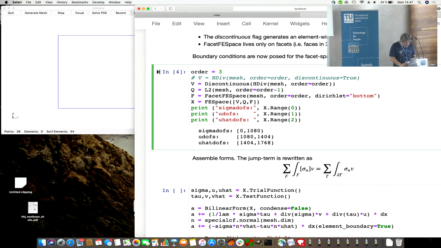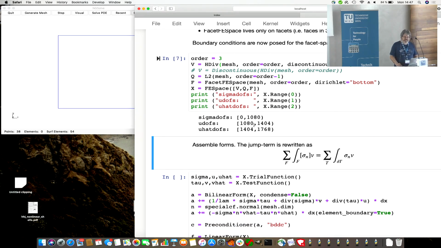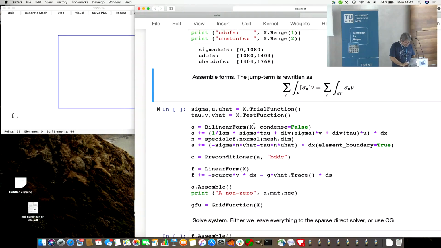Okay, if we try this with discontinuous true, then 80 degrees of freedom; with discontinuous false, we have fewer degrees of freedom. Disadvantage: we have more sigma dofs, but the positive side is they are now purely local, and we can get rid of them by static condensation. We can condense out the sigmas, we can condense out the original U, and only the new facet variables U hat remain.